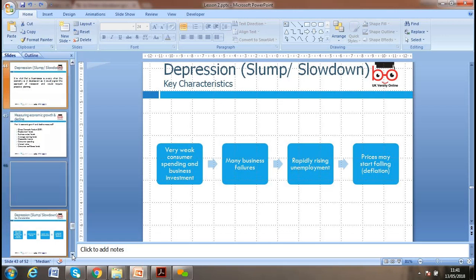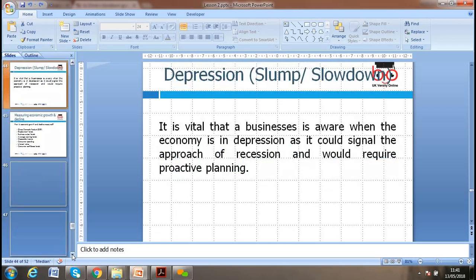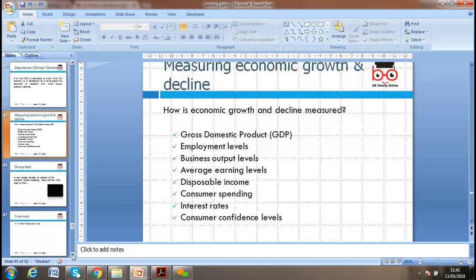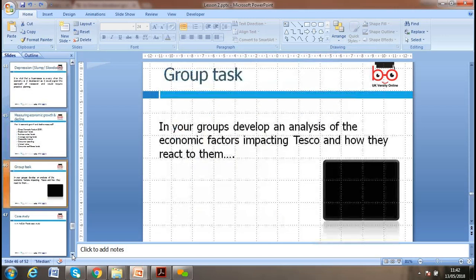Many businesses fail, unemployment rises rapidly, prices may start falling, and deflation has happened in the past year. So when we have deflation in the economy, consumer trust and business trust fall, because they are losing money. Of course they may close their businesses, change industries, or take investment out of the business. So economic growth and decline, gross domestic product, employment levels, business output levels, average earning levels, and disposable incomes are all the key indicators.